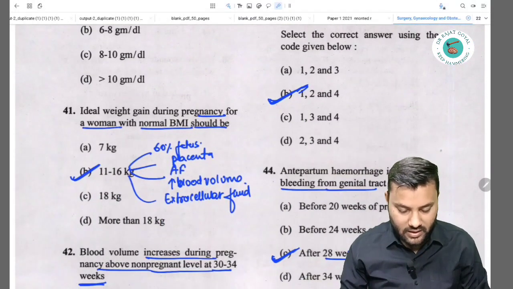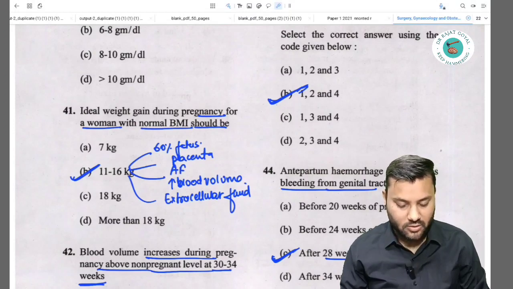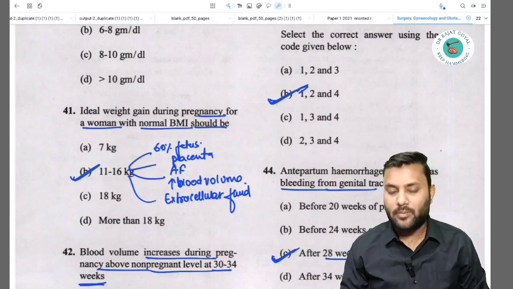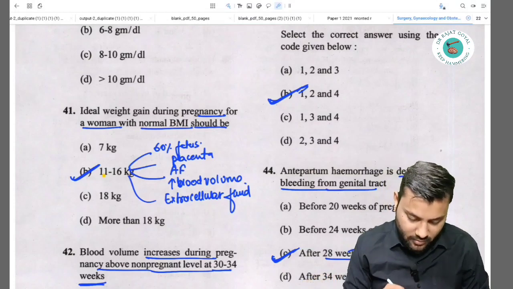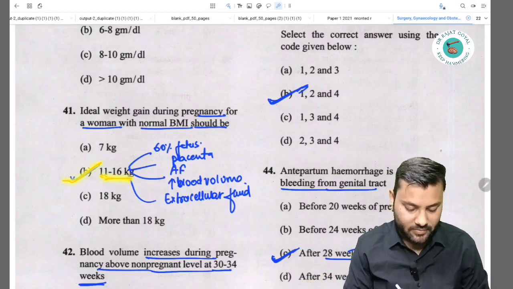Ideal weight gain during pregnancy for a woman with normal BMI should be? It is generally about 11 to 12 kg. So answer here will be between 11 to 16 kg. Option B is correct.